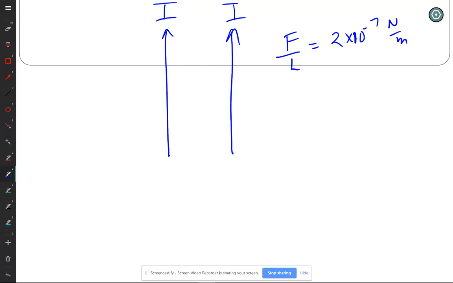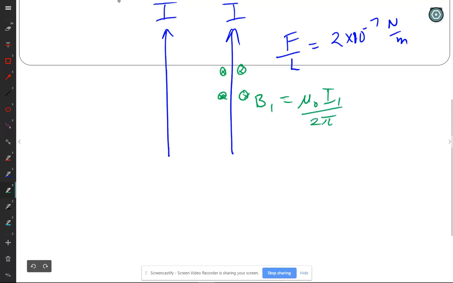So the magnetic field at wire 2 due to wire 1: right hand, thumb parallel to current, fingers wrapped so they're going in. So that's the direction of the magnetic field at wire 2 due to wire 1. It's going to have a magnitude of mu naught I1 over 2 pi D, and I'll call this separation here D. So that's the strength of the magnetic field, and this direction is shown, I found, with the right-hand rule.